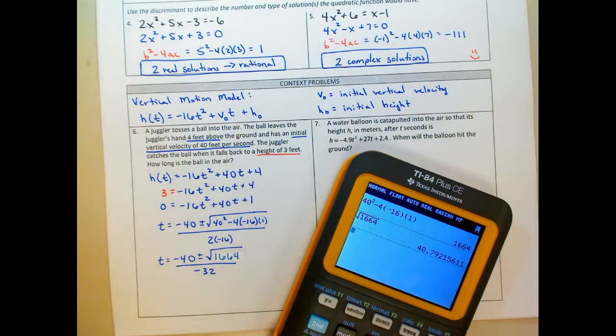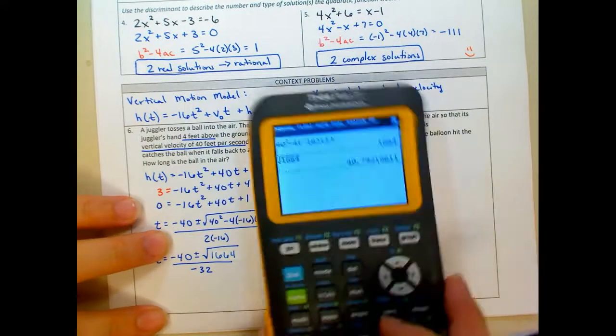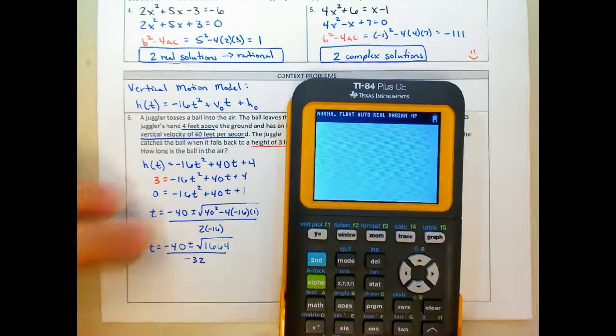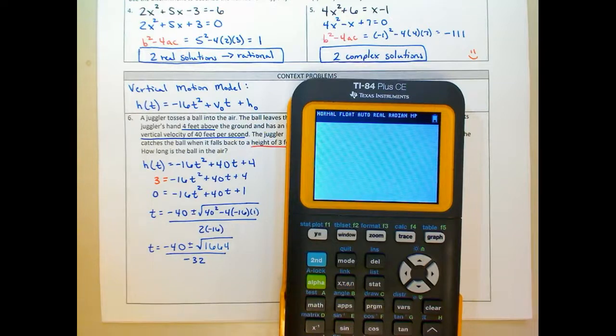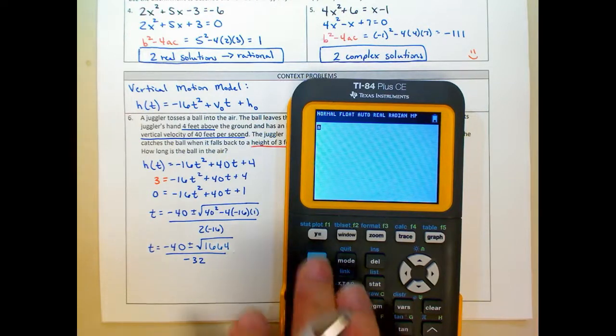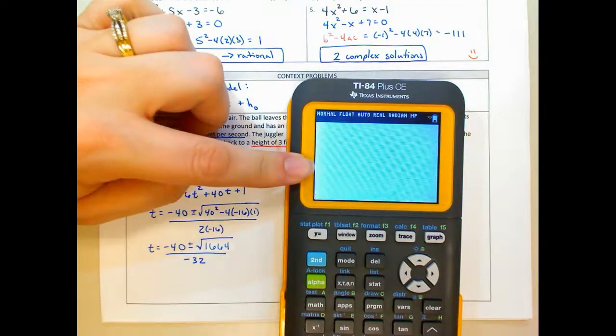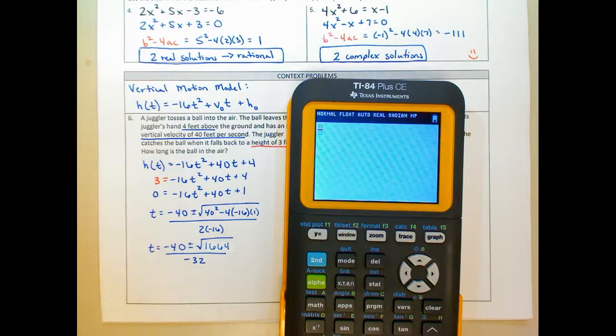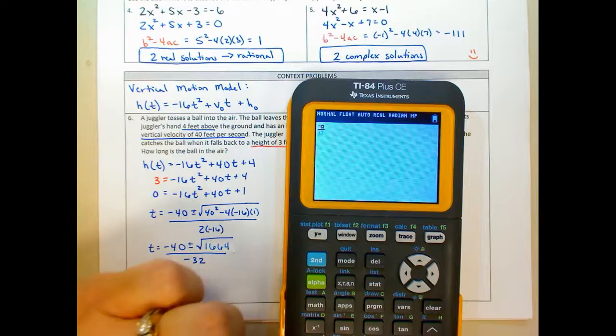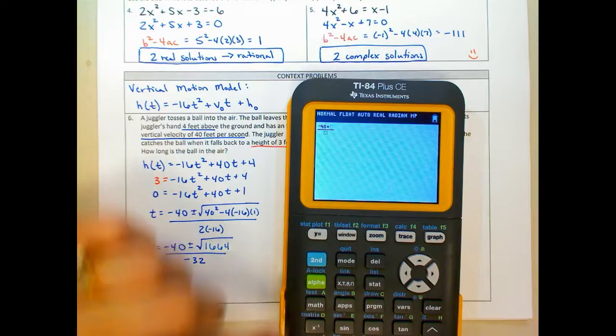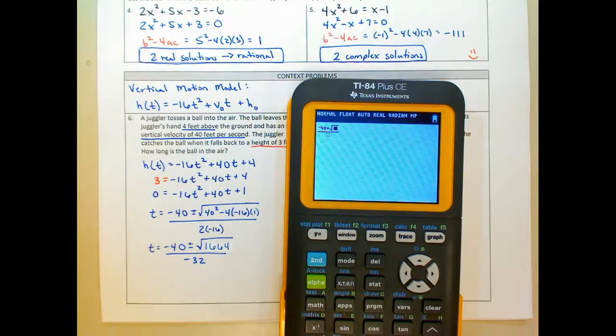However, I'm going to have to do it twice. Okay, so I'm going to show you how I would do this. And again, I would only do this in times that I don't want an exact answer. This makes sense to have a decimal. Okay, so I'm going to do alpha F1, select the fraction key, and then I'm literally going to type in that entire thing. So negative 40 plus the square root of 1664 over negative 32.